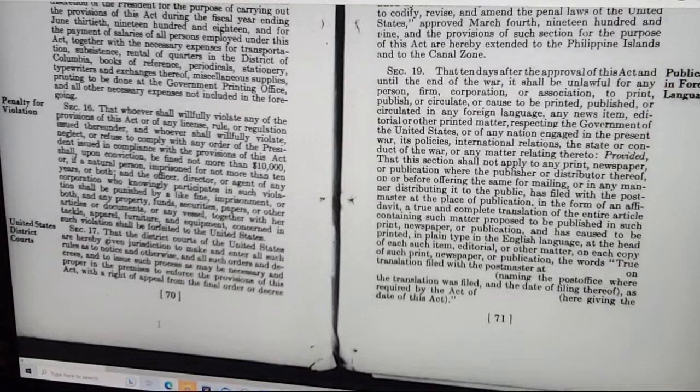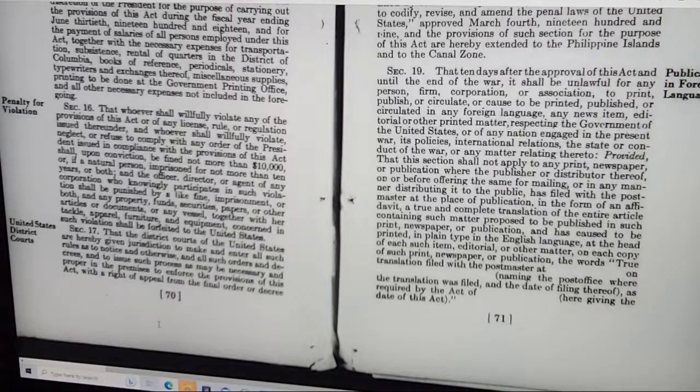Penalty for violation. Section 16: that whoever shall willfully violate any of the provisions of this act or of any license, rule, or regulation issued thereunder, and whoever shall willfully violate, neglect, or refuse to comply with any order of the President issued in compliance with the provisions of this act shall, upon conviction, be fined not more than $10,000, or if a natural person, imprisoned not more than 10 years, or both, and the officer, director, or agent of any corporation who knowingly participates in such violation shall be punished by a like fine, imprisonment, or both, and any property, funds, securities, papers, or other articles or documents, or any vessel together with her tackle, apparel, furniture, and equipment concerned in such violation shall be forfeited to the United States.